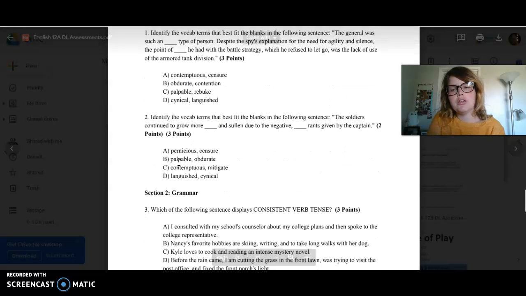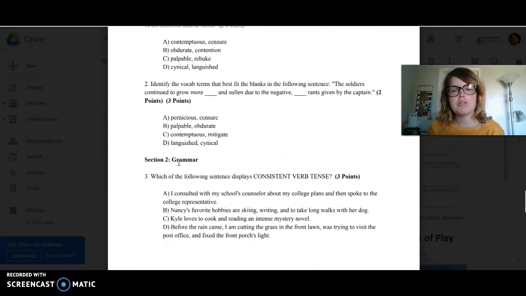Number 2, identify the vocab terms that best fit the blanks in the following sentence. The soldiers continue to grow more blank and sullen due to the negative blank rants they were given by the captain. A is pernicious and censure, B is palpable and obdurate, C is contemptuous and mitigate, and D is languished and cynical.